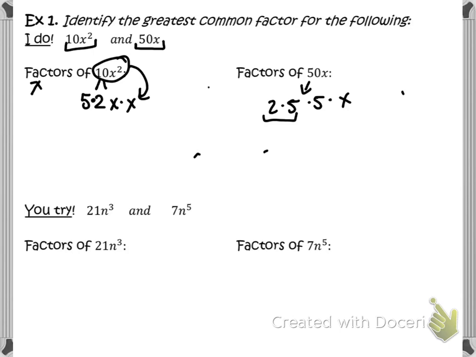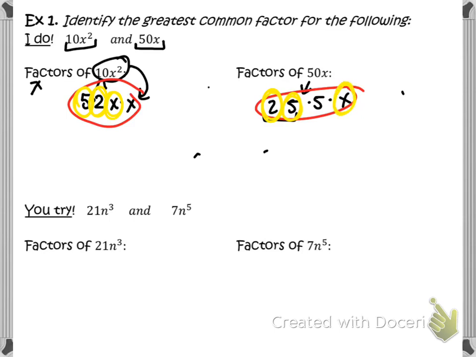Alright, so these are the factors of both terms. So the greatest common factor is the things that they share together. So let's see, what do they share? They both share a 5. What else do they share? Oh, they share 2. And the last thing they share is an x.